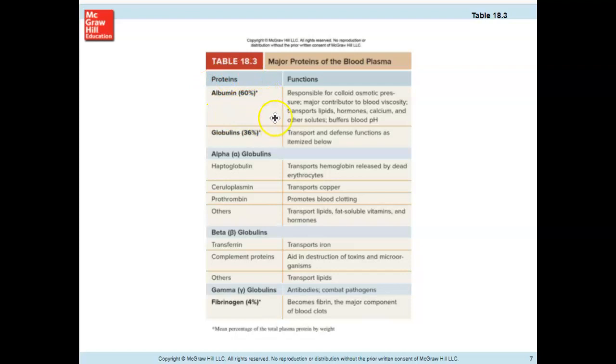Regarding proteins, albumin is going to be responsible for the colloid osmotic pressure. The plasma proteins are going to be like a magnet for the blood. We have our blood inside the blood vessels because these proteins are working as a magnet, keeping our blood inside our blood vessels. And we have some globulins, 36% of the proteins are globulins. Then we have alpha globulins, beta globulins, and gamma globulins. Remember, these are the antibodies, very important, and we're going to be talking about that later. Fibrinogen for clotting is going to be around 4%.